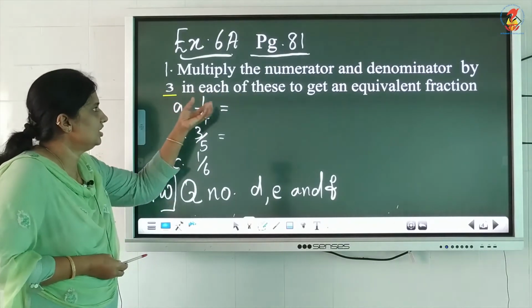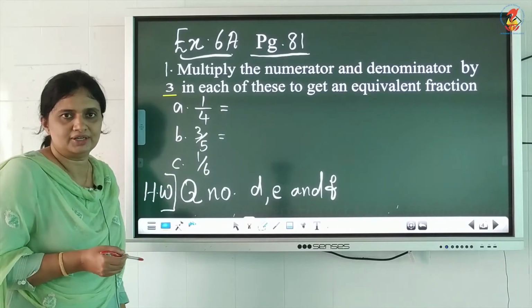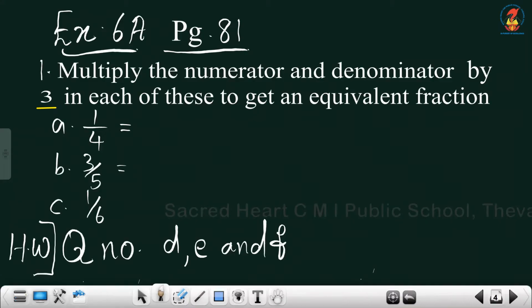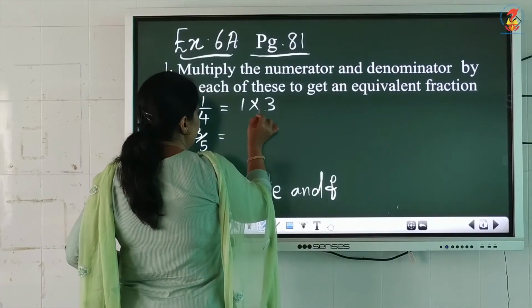Multiply the numerator and denominator by 3. Each of these will get an equivalent fraction. The first is 1 by 4. Multiply the numerator and denominator by 3. Same number only, right? That was method 1. But here they have given this number in the question, then we don't want to take any other number. We need to multiply by which number? 3 in the question, right? We need to multiply by 3 only. There is no other option.